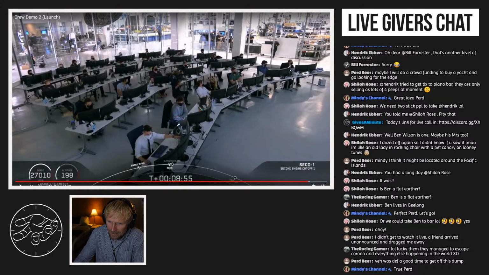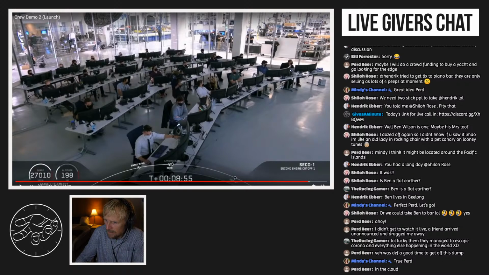Look, they all must be connected to mainframes. See these conduits going across the floor? There's no actual computers on their desks. They're all just screens. That's very interesting. They must all be connected to one almighty mainframe, right?